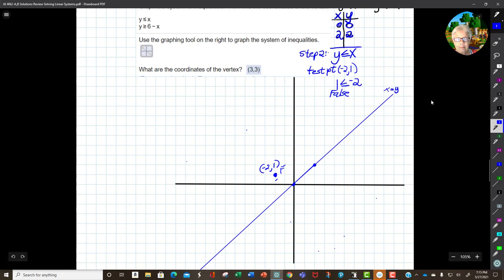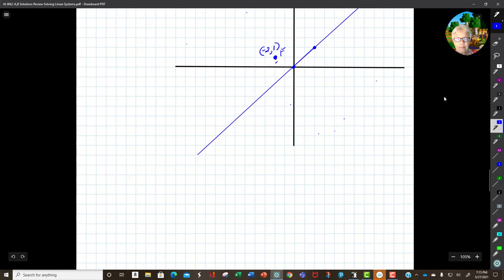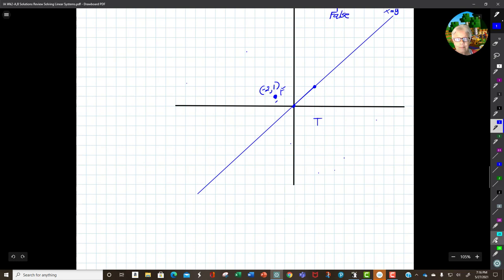What I'm going to do in that case is I know that if this side of that blue line gives me a false, if even one point gives me a false, all the points on this side of the line will give me a false. I want a true. I want to shade on the true side. Any point over here will give me a true for the blue line. So let us shade over here.